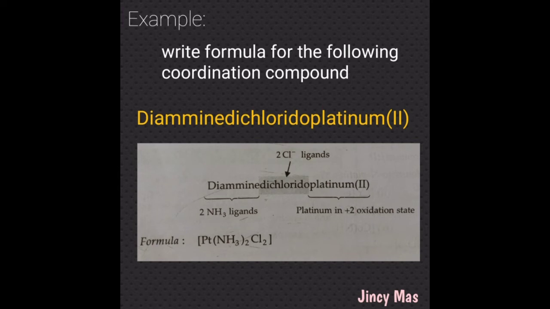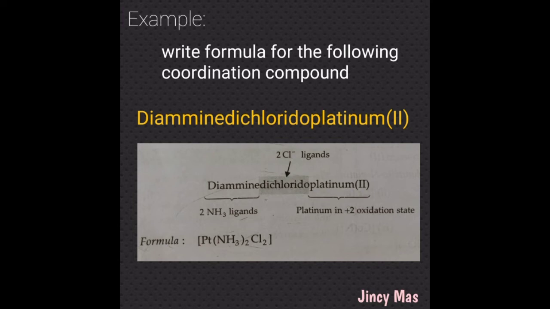So you will see the first example. The name of a coordination compound is given, diamminedichloridoplatinum(II). When we think about the rules, what is the first rule? The central metal atom should be listed first. So which is the central metal atom? Only one metal is shown here, that is platinum. So platinum in its plus 2 oxidation state.